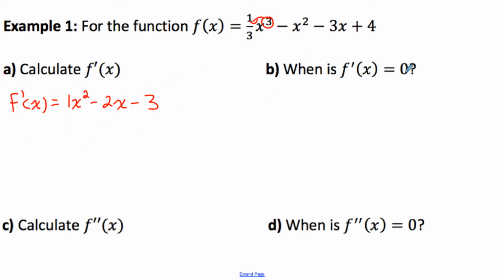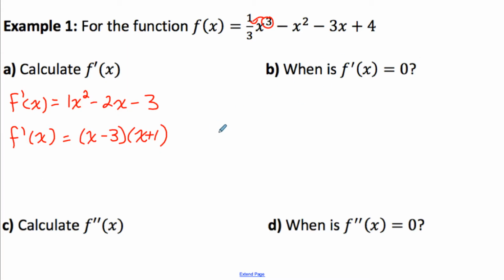I notice in part B, I'm going to be solving for when the derivative is 0. So it may be helpful to actually put this in factored form as well. So we have our standard form version of the derivative there. And here's my factored form version. What multiplies to negative 3 and adds to negative 2 are negative 3 and positive 1. There's two different versions of the first derivative.